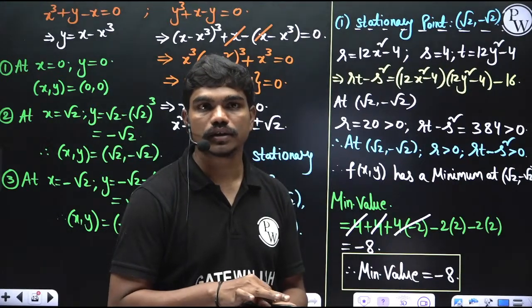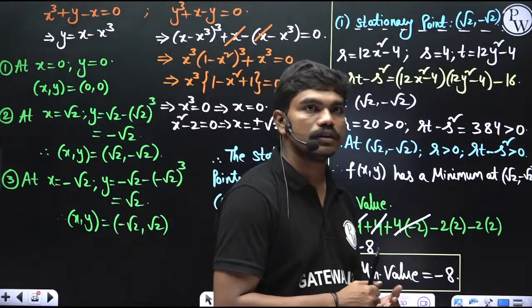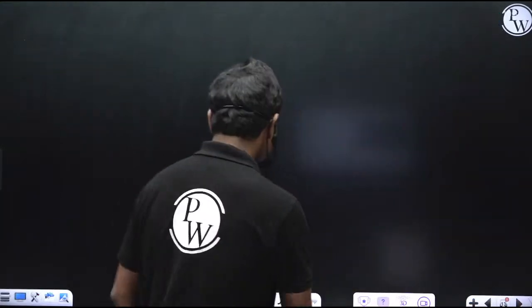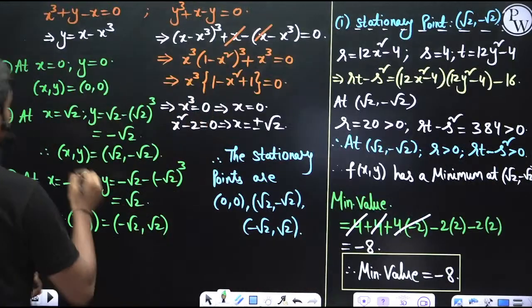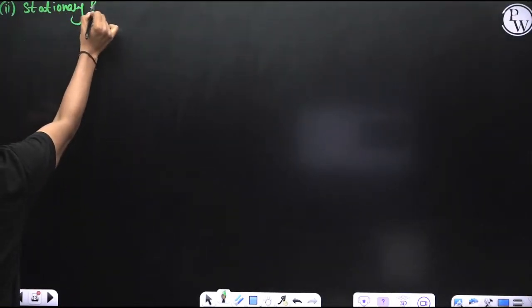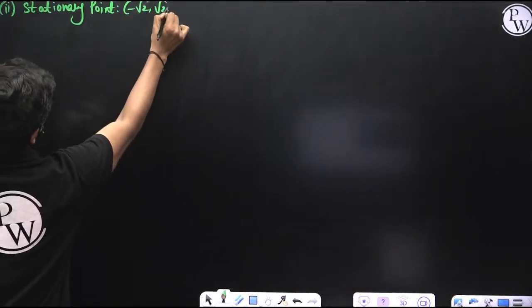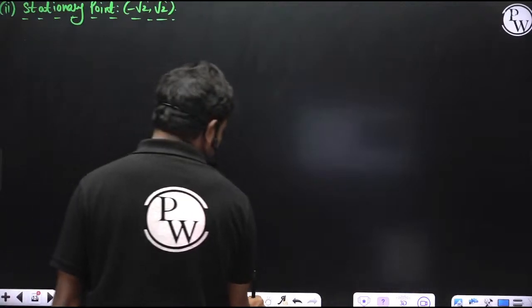Yeah, okay. So I hope this is clear to all. Then let's see. It's fine, right? So let's inspect the other stationary points also. The second stationary point we are taking up is minus square root of 2 comma square root of 2 actually. Okay, so let's calculate this.